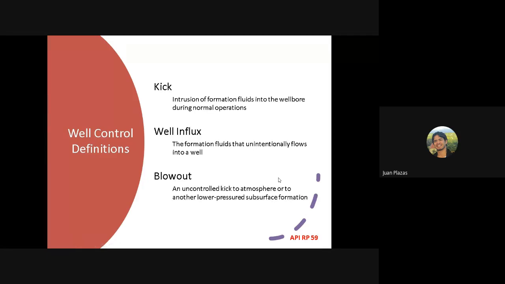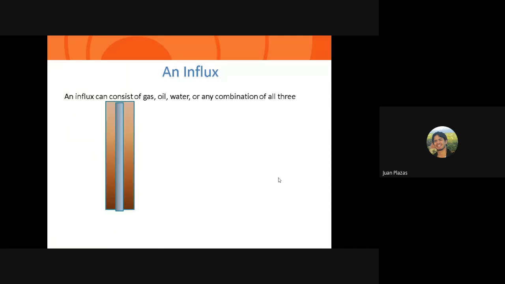A blowout is an uncontrolled kick to the atmosphere or to another, lower pressure subsurface formation. A blowout is when you are not able to control formation fluids. A blowout is the worst thing that could happen in our oil and gas industry. It's something very, very bad. And my friends, all this information is related to API. We have been taking definitions from API Recommended Practice 59, the latest, 2018.